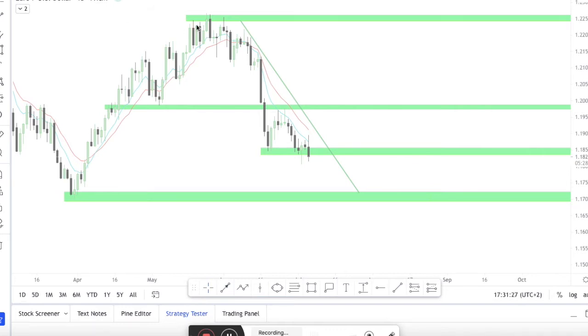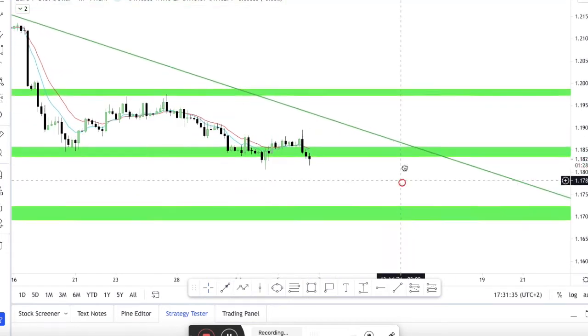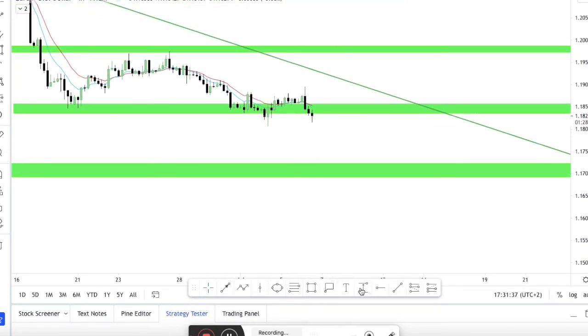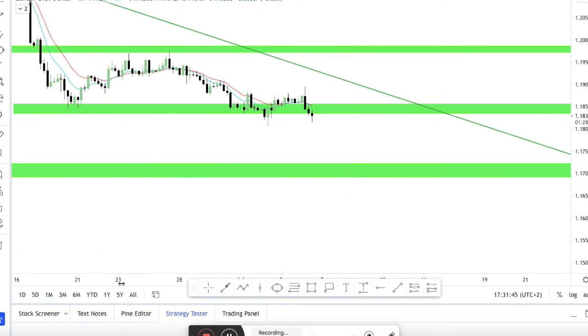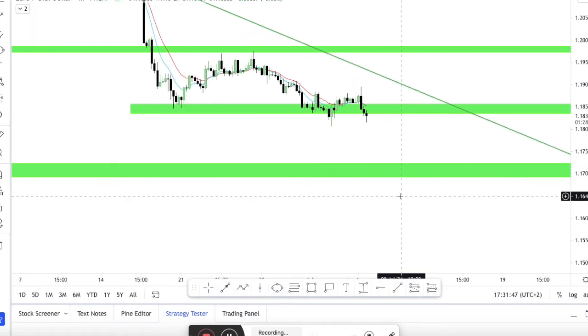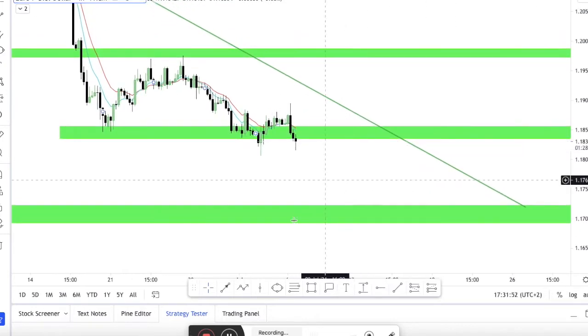Like I said, if you can remember, if you don't remember, just go back to last week's video. I do anticipate that we will see price come down to this area over here. That's my long-term anticipation for Euro USD. Okay, so what am I seeing here on Euro USD? Two things.